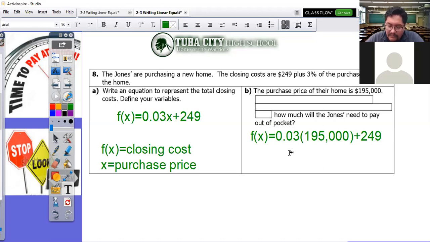So if we want to live in this house today, we're going to have to, okay, so 3%. That 3% of 195,000 is going to be 5,850. But we still have to pay that $249 fee. And this means here that I'm going to add 249, and that's going to be $6,099. And this is what they're going to have to pay to live in that house now, because they probably want to move in and start working a new job.